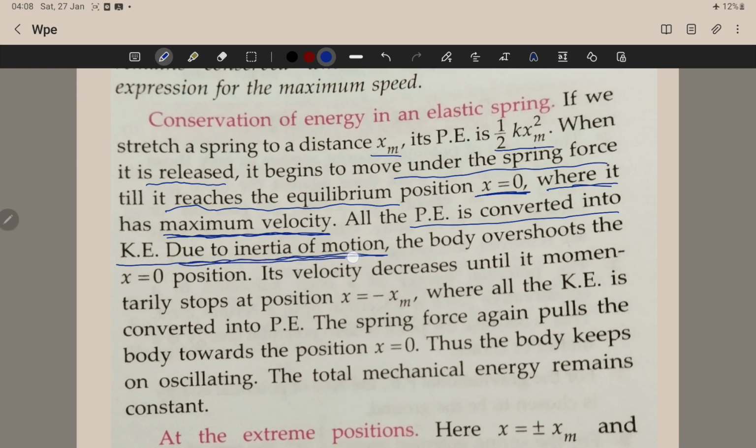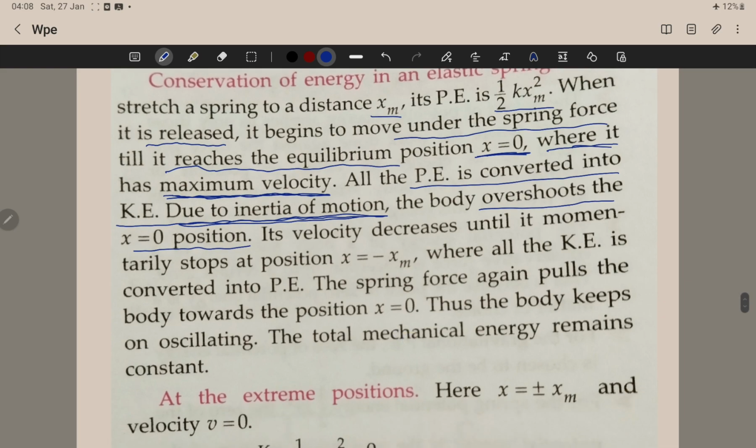Because of the inertia in the body, it overshoots the x equal to 0 position, and the spring gets compressed. Its velocity decreases until its movement momentarily stops entirely. It stops at the x equal to minus xm position.